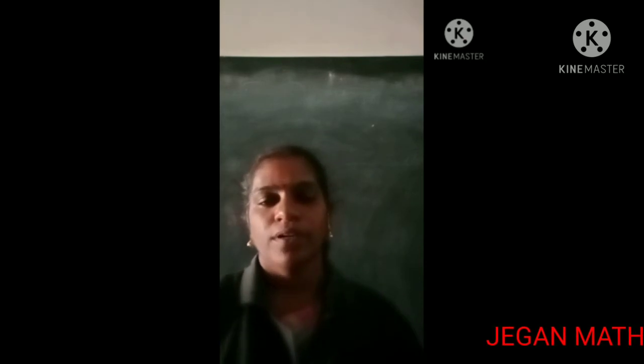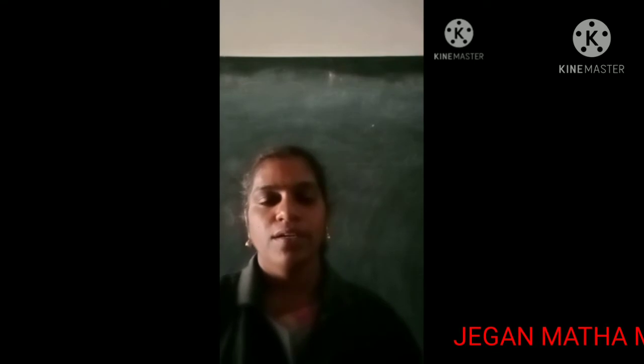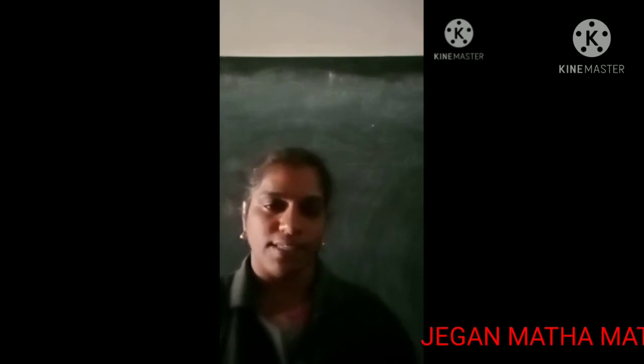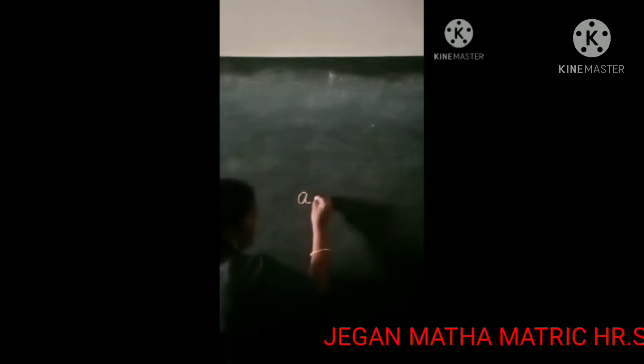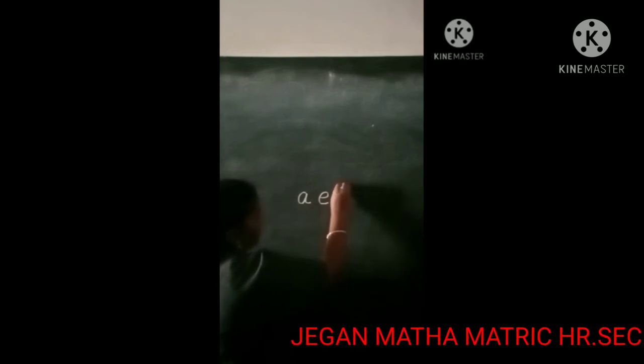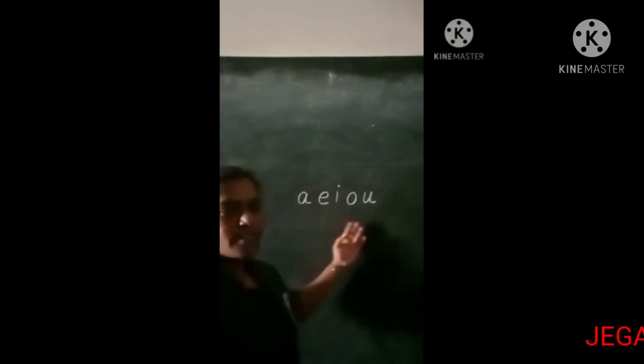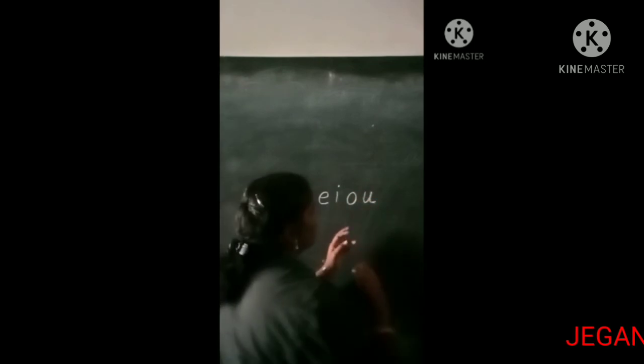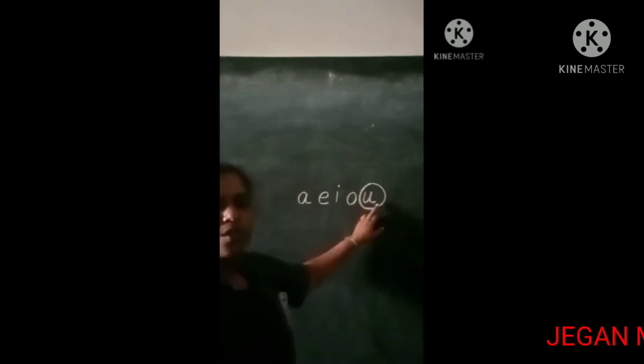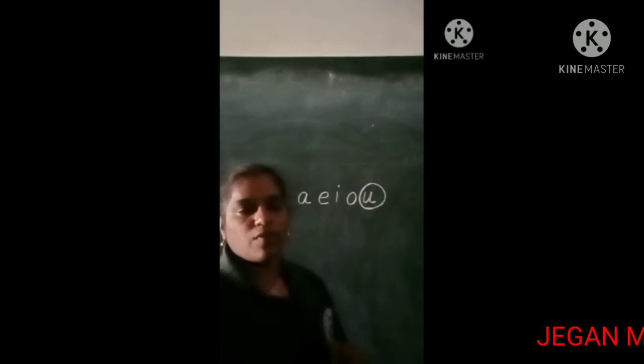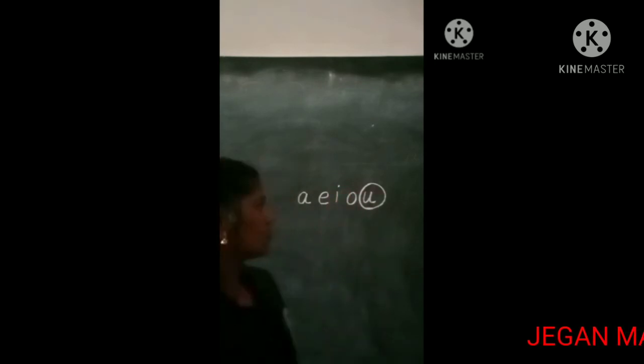In the last 4 classes we learnt short and long vowel sounds. There are 5 vowels in the English language. They are A, E, I, O and U. Today we are going to learn the letter U, short vowel sound and long vowel sound.